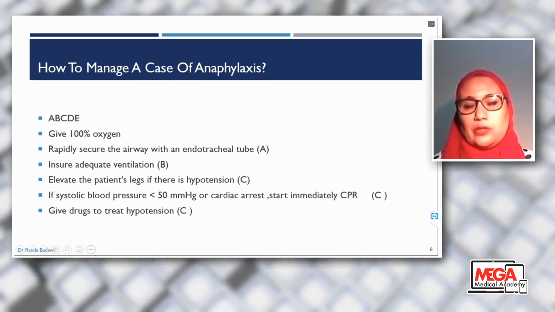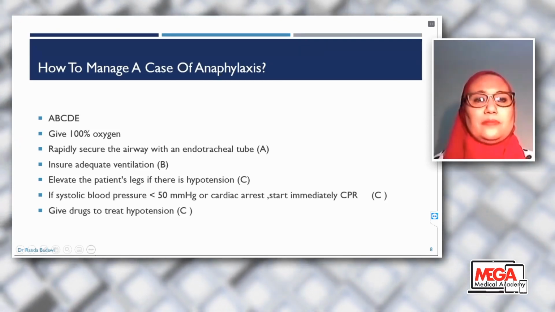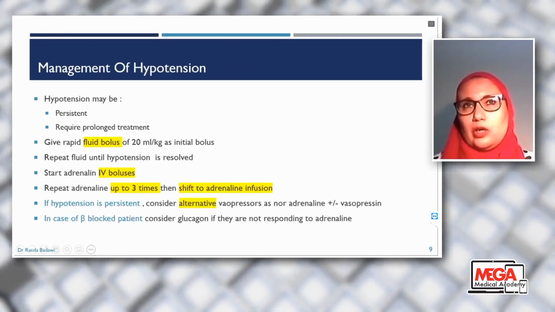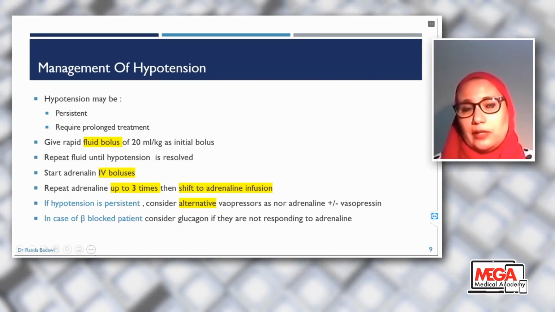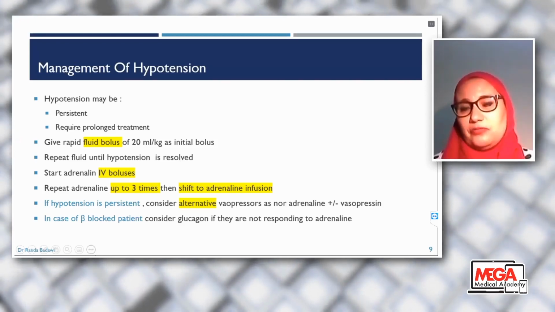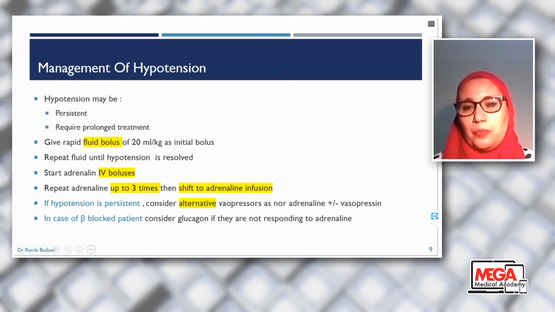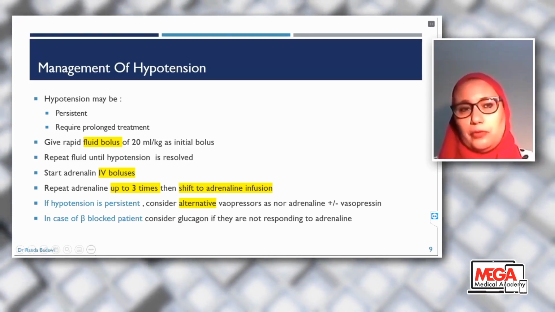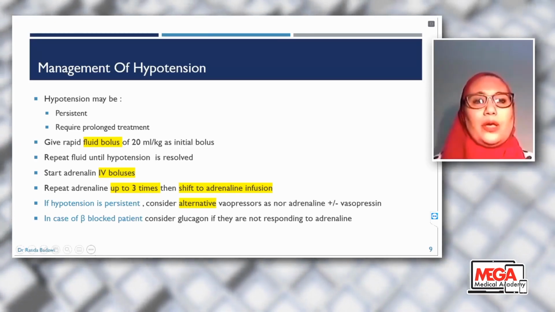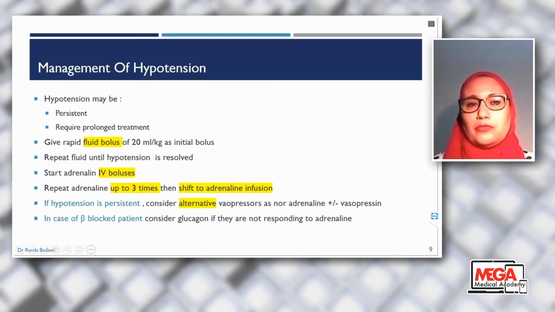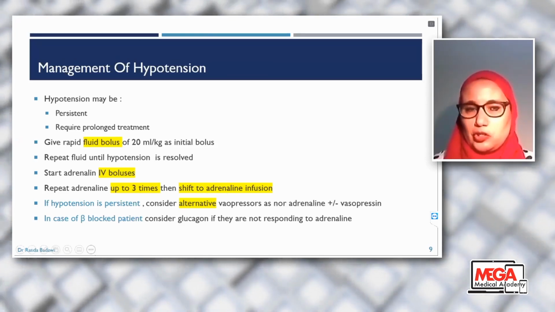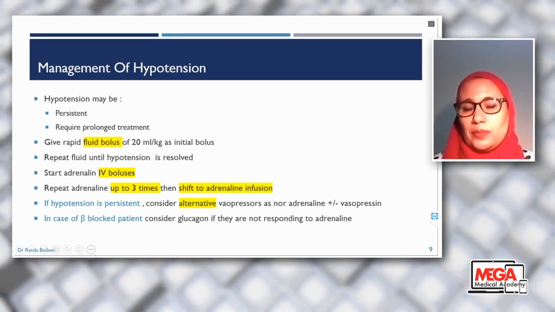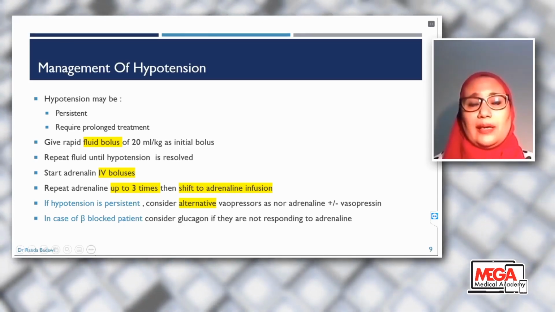Then we have to start drug medications. For the hypotension, the pathophysiology is related to vasodilatation, so the patient became relatively hypovolemic. So number one, I have to give plenty of fluids. So we give a fluid bolus of 20 ml per kg. This can be normal saline or lactated Ringer.